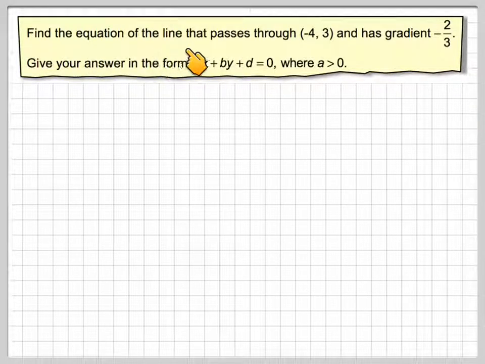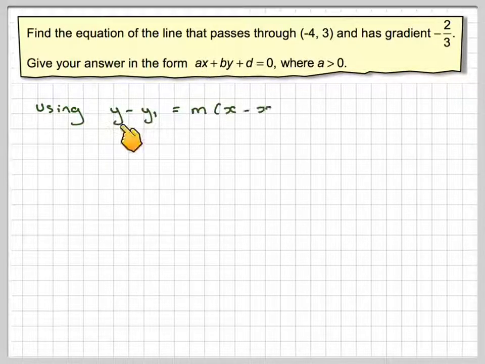Find the equation of the line that passes through (-4, 3) and has a gradient of -2/3. Give your answer in the form ax + by + d = 0, where a is greater than 0, i.e. we want a here to be positive.